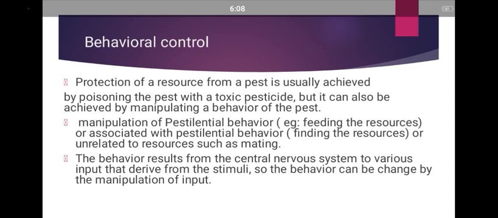So behavioral control. Protection of resource from pest is usually achieved by poisoning the pest with a toxic pesticide, but it can also be achieved by manipulating a behavior of a plant pest. Manipulation of pestilential behavior, feeding the resources, or associated with pestilential behavior, finding the resource. Pestilential behavior finding the resource are unrelated to resource such as mating.